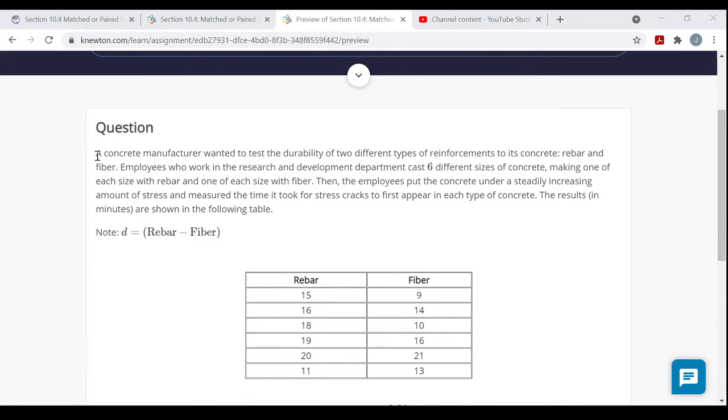Alright, so here, a concrete manufacturer wanted to test the durability of two different types of reinforcements to its concrete, rebar and fiber. Employees who work in the research and development department cast 6 different sizes of concrete, making one of each size with rebar and one of each size with fiber. Then, the employees put the concrete under a steadily increasing amount of stress and measured the time it took for the stress cracks to first appear in each type of concrete. So the results in minutes are shown in the following table.